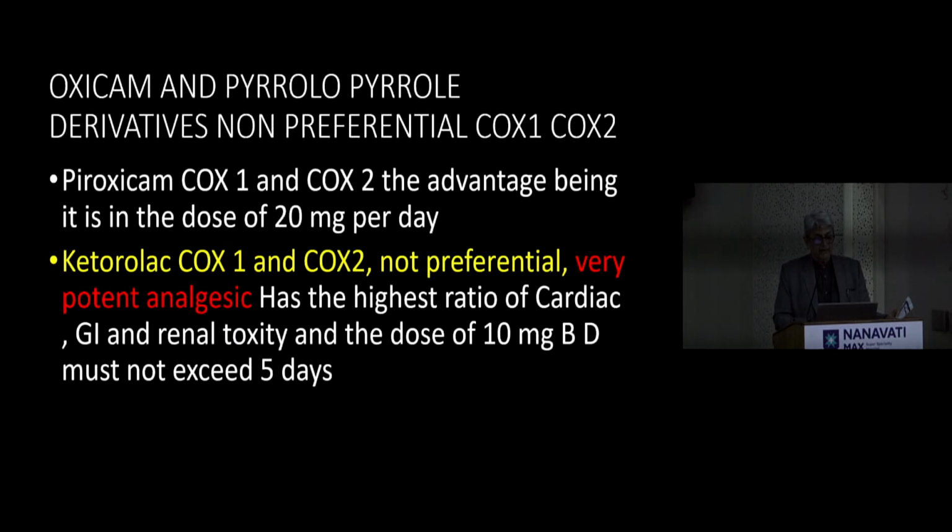Ketorolac is also COX-1 and COX-2. It is non-preferential. It is a very potent analgesic. So a patient who has inflammation and a lot of pain, like cervical spondylosis, you can use ketorolac. The dose is 10 mg BD. It is equivalent to morphine and pethidine. You get a lot of pain relief with that, but it has a high ratio of cardiac, GI and renal toxicity, and the dose is 10 mg BD.